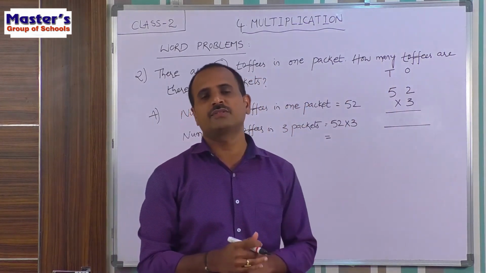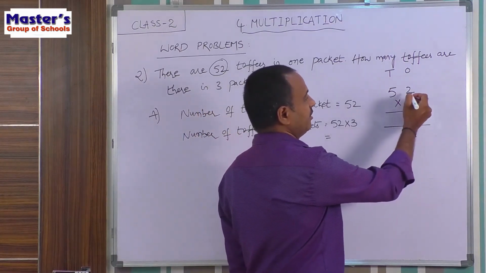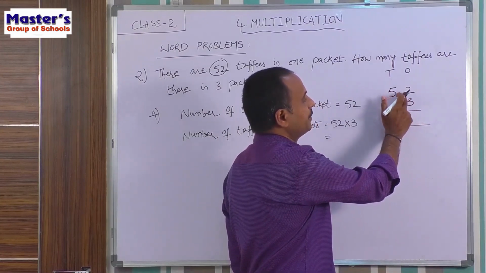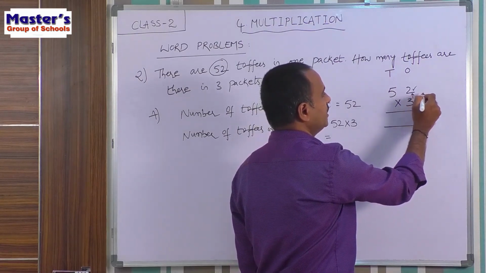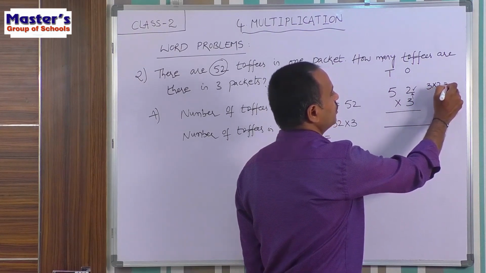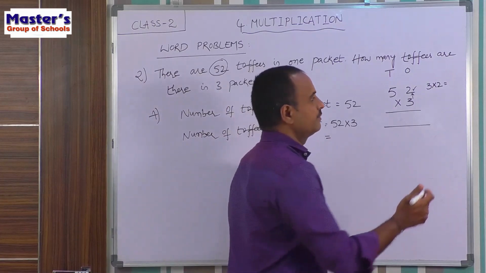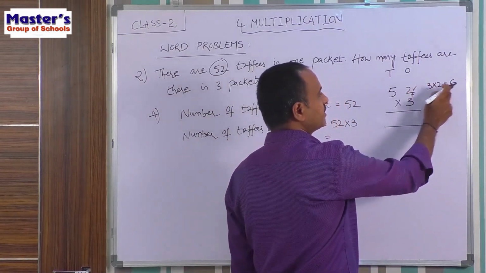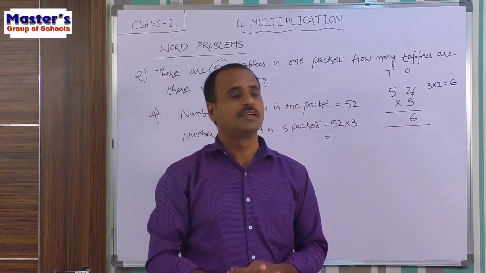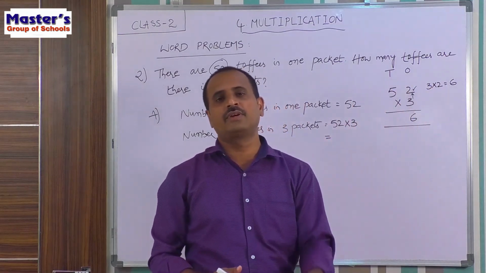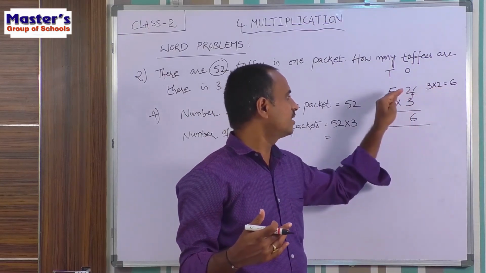Now let us start the multiplication. Start multiplication from 1's place. Multiply the digit present in 1's place with 3. What is the digit present in 1's place? 2 is present in 1's place. So multiply 2 with 3, that is 3 into 2. Children, how much will you get? 3 2s are 6. So write 6 under 1's place. Here 6 is a 1-digit number and there is no need to carry. If the product is a 2-digit number, then we have to carry. But here 6 is a 1-digit number, so just write the 6 under 1's place.